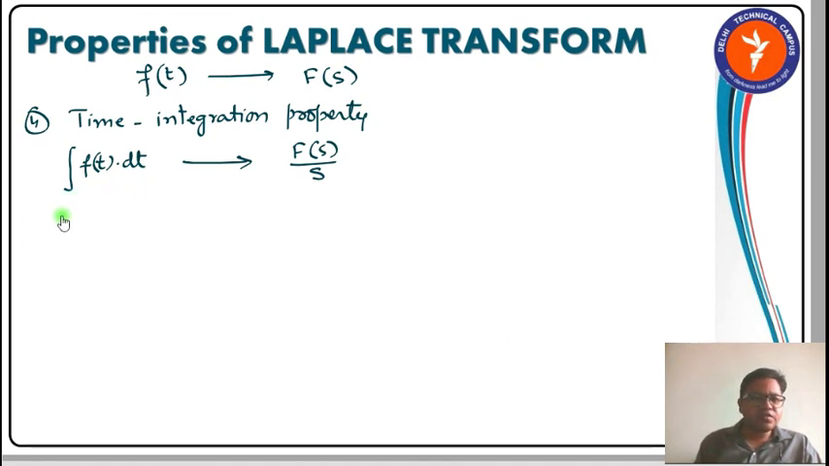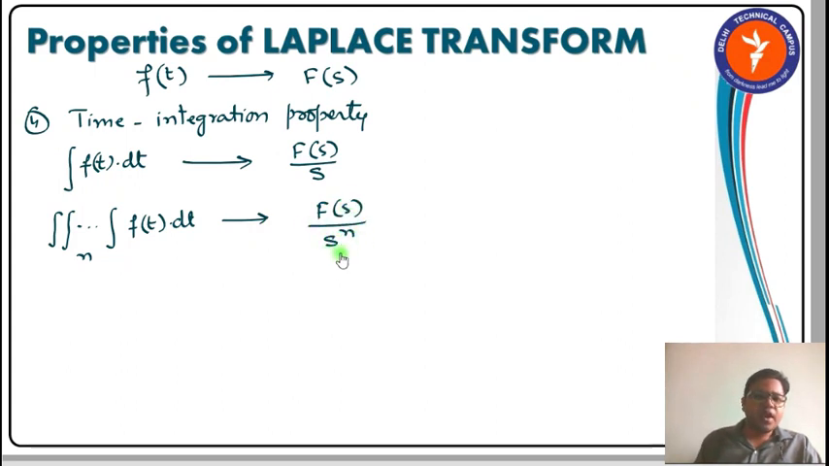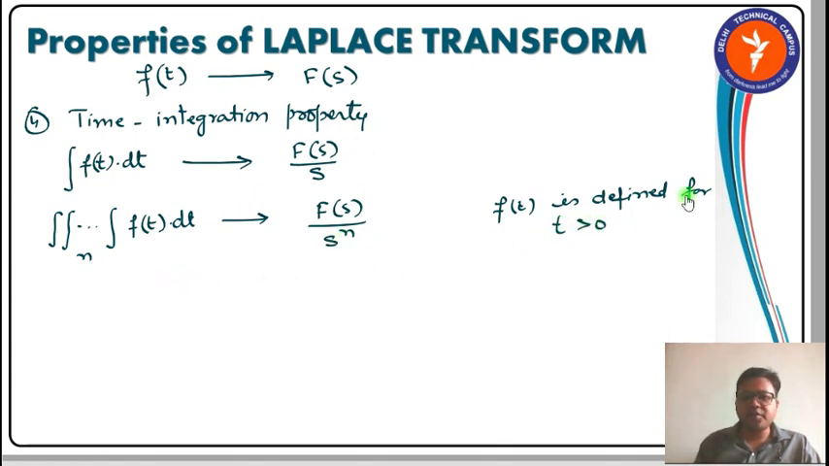If we have more integrations, say double integration, or n integrations here, and then we are taking the Laplace transform of the function, then it will come out to be F(s) divided by s raised to power n, and we have assumed the function f of t to be defined for t greater than 0. This is only valid if the function f of t is defined for t greater than 0.